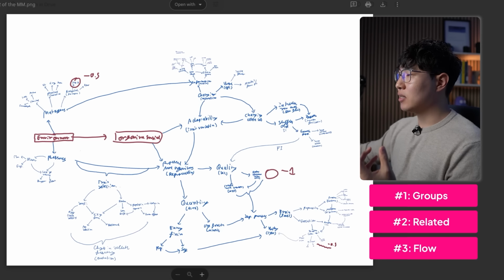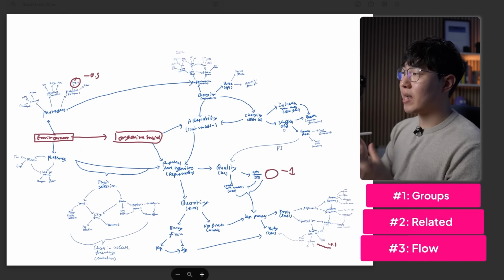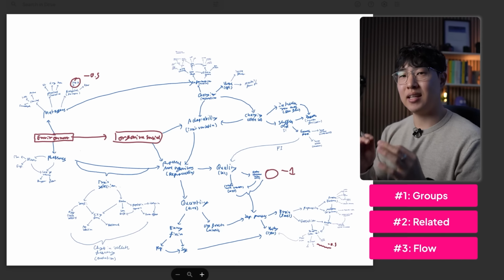You can see these groups being represented here in the brown, as well as the flow of information with the arrows being a little bit cleaner. And if your mind map has these characteristics, it's probably at level 2.